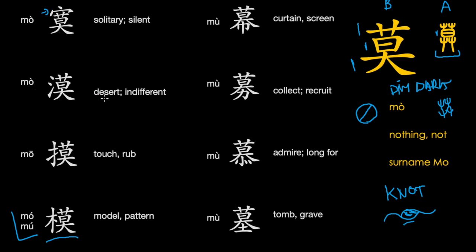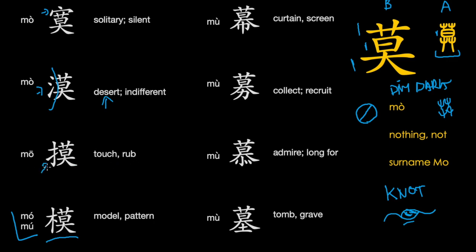The next character, mo, desert and indifferent. The semantic element, these 3 strokes over here on the left side, is shui, water, pointing to the meaning desert, I think, very clearly. The meaning indifferent, again, there are many possible explanations how you can arrive from the meaning desert to the meaning indifferent. But for us, the interesting meaning is desert, because it sort of explains the structure of the character to us. The next character is mo, which means to touch or to rub.